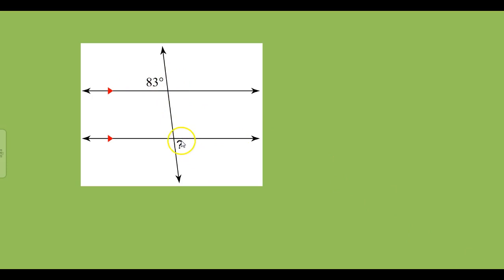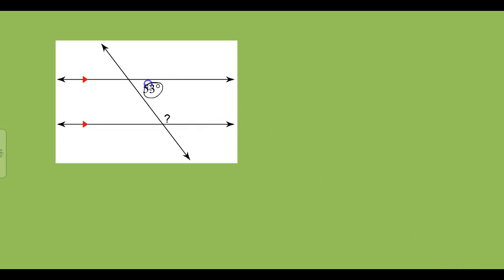Here, we're going to find this missing angle. If you look, this angle and this angle are alternate exterior angles. Again, if you go back and look at your notes, alternate exterior angles are congruent. Therefore, this angle measure will be 83 degrees. Very simple.